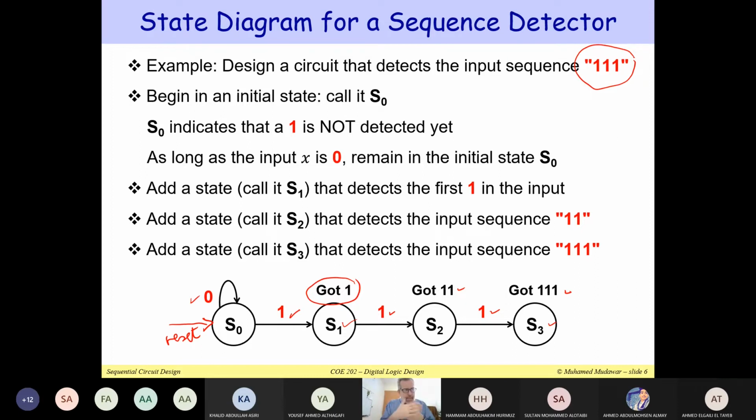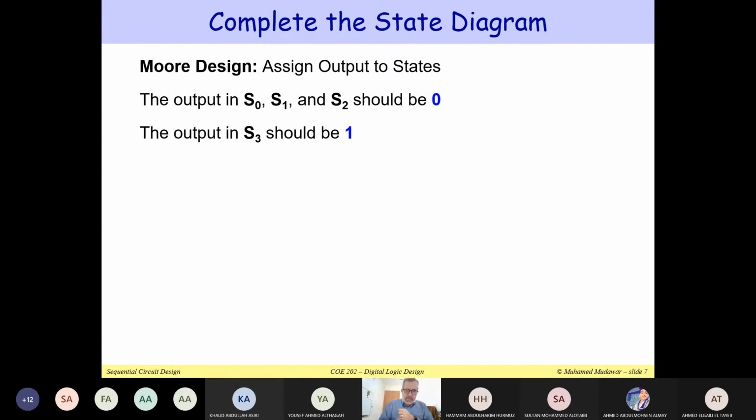So this state diagram is not really complete yet, but I'm just showing the thinking process, how we think about drawing the state diagram to detect the sequence 1, 1, 1. This is a very simple example of a sequential circuit, which is a sequence detector. Now we need to complete the state diagram. What I'm designing here is a Moore design. Moore means that the output depends on the present state only, so we show the output inside the state.